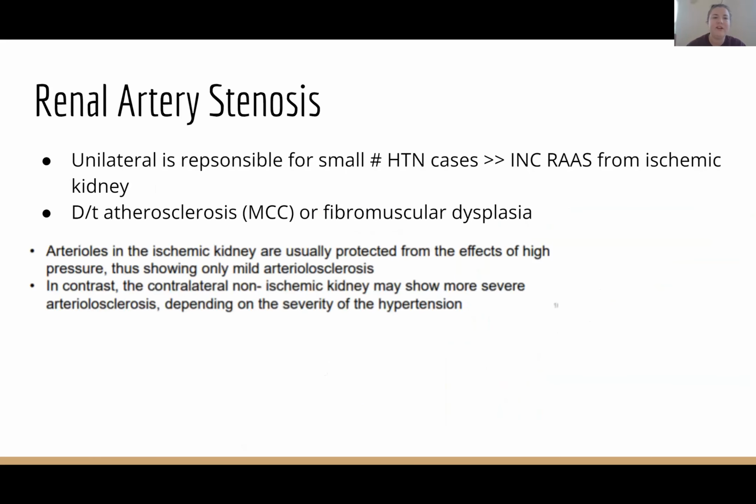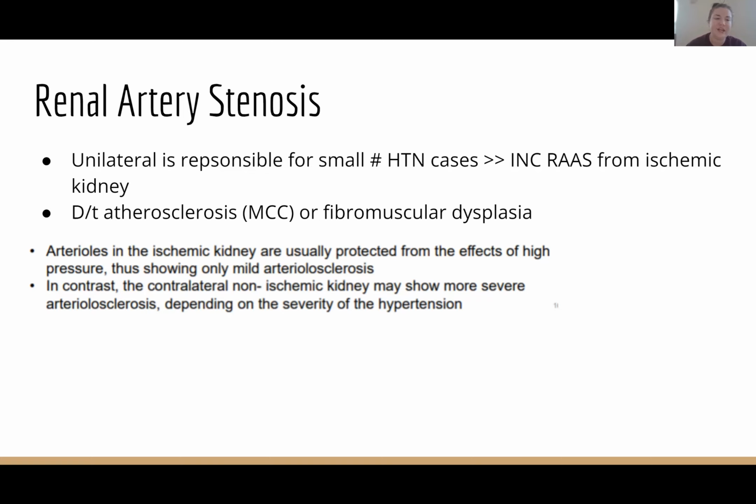And then renal artery stenosis. If you have unilateral renal artery stenosis, this can account for a small number of hypertension cases due to the increase in the RAS system because you have an ischemic kidney. So then you get hypertension. The most common cause of renal artery stenosis is atherosclerosis. Again, that causes a lot of bad stuff. And then another cause you want to make mention of is fibromuscular dysplasia.